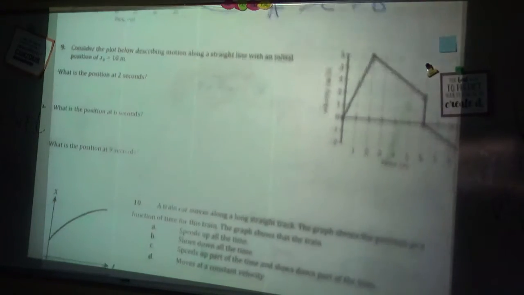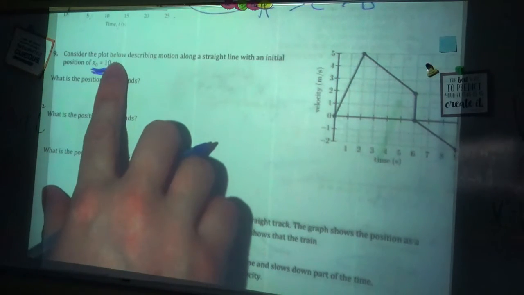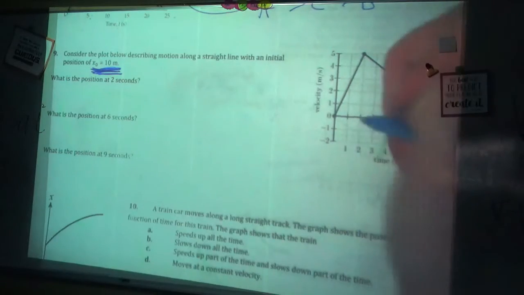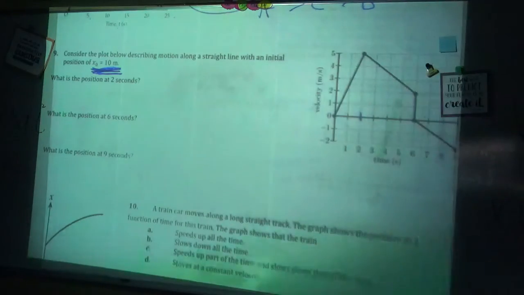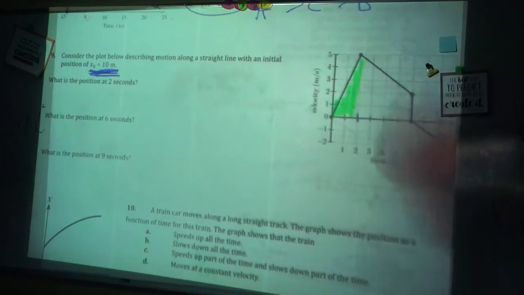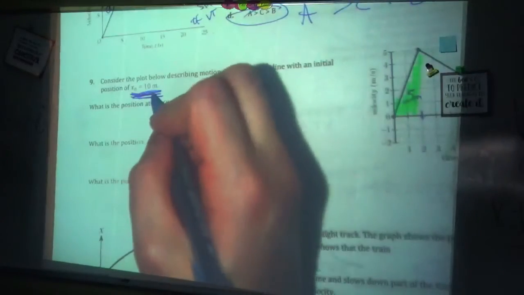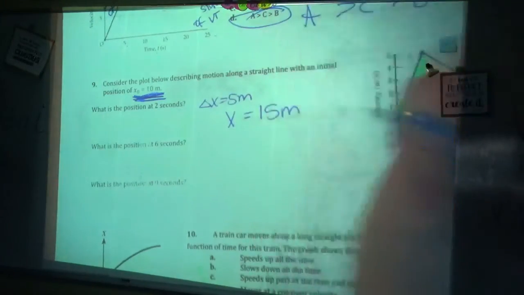Number 9, we have a velocity versus time graph. And it says an initial position at 10 meters. So at time 0, it was already at the 10 meter mark. The position after 2 seconds, well, you just use area under the curve. And base times height over 2, you get 5 meters. That means that it moved 5 meters. If it was at the 10 meter mark and its delta x is 5 meters, then now, after 2 seconds, it's at the 15 meter mark.